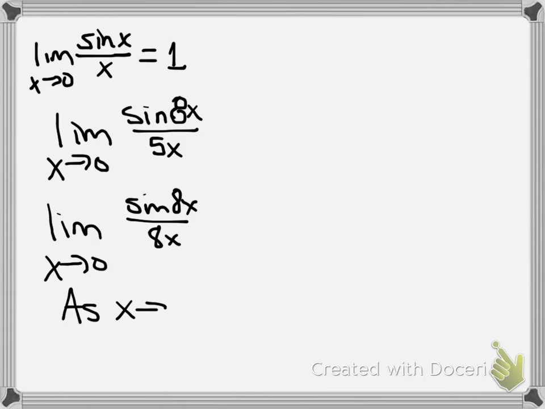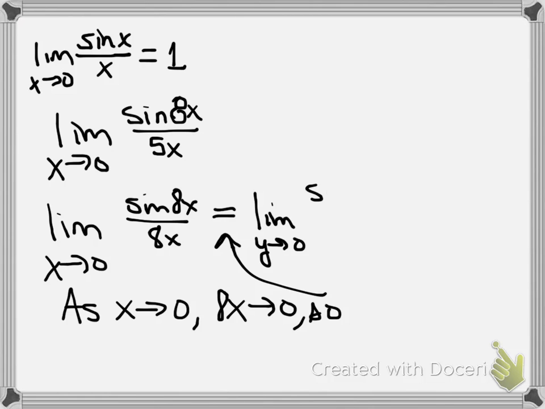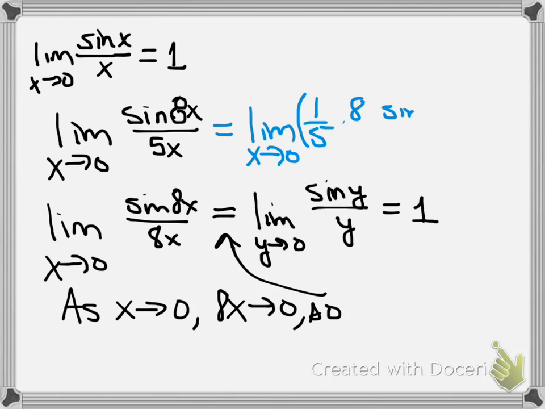Well, as x approaches 0, 8x also approaches 0, so really the limit of this has to be equal to the limit as y goes to 0 of sine y over y, or 1. So we can basically do a substitution, but we've got to have sine of 8x over 8x, as we'll see here. So how do we get that? Well, let's put an 8 in the denominator if that's what we need. And to do that, we're going to have to throw an 8 in the numerator as well, so that they're still equal.